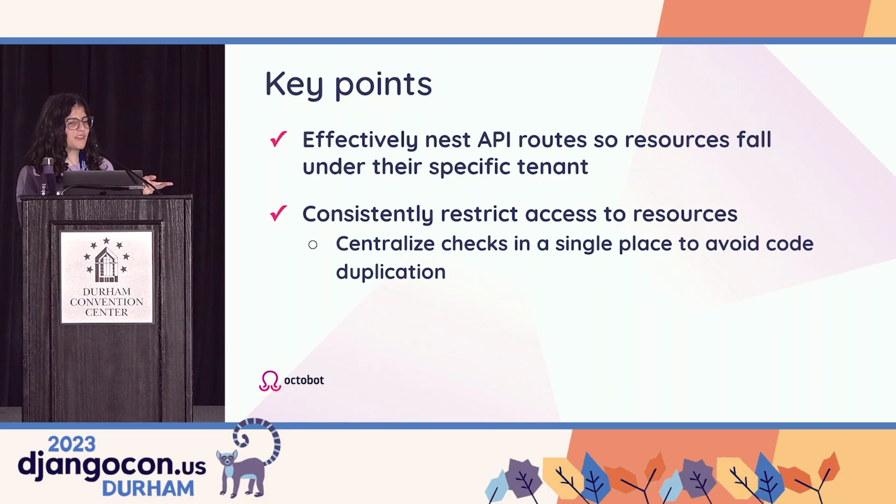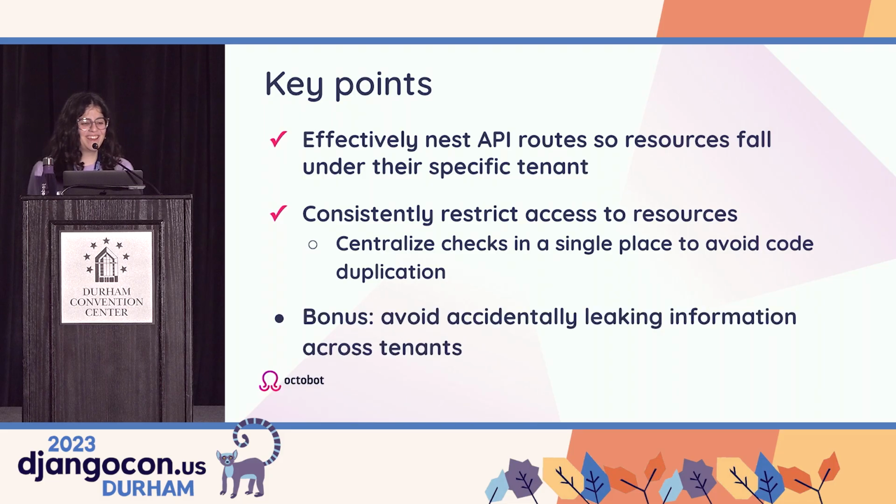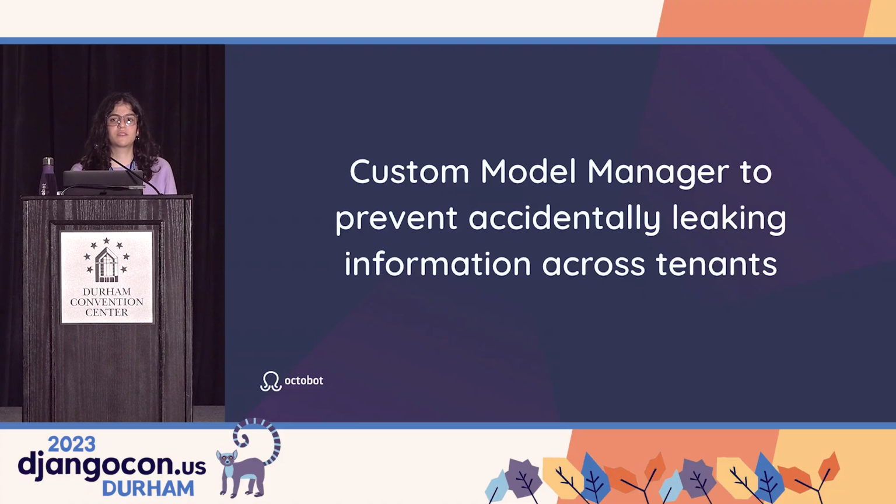Okay, so that was the second point, and you might think, oh, well, this was a short talk. Not quite. I have a bonus that I didn't add first. It's not strictly necessary, but we noticed that we were making some mistakes which led to accidentally leaking information across tenants, so returning information that was not for the specified tenant. To minimize these kinds of errors, we created a custom model manager, and I'll explain the problem a bit more here.